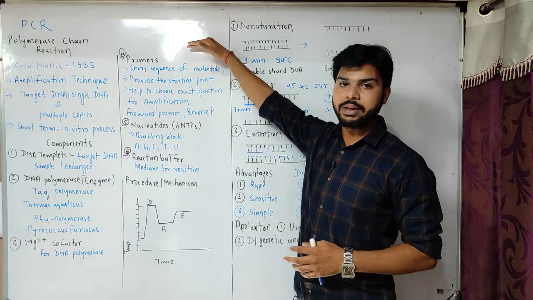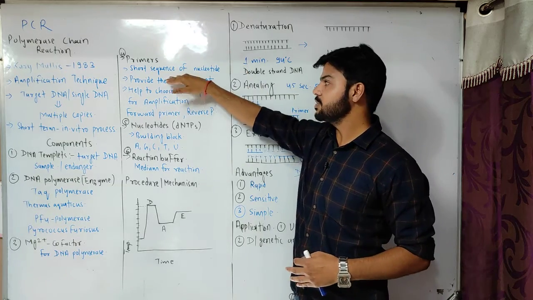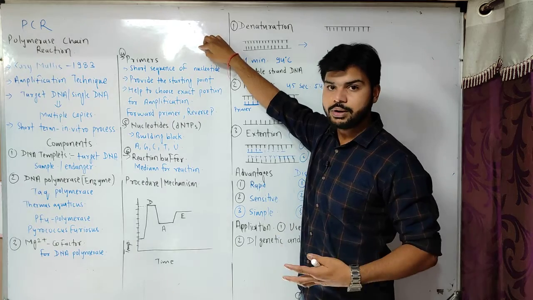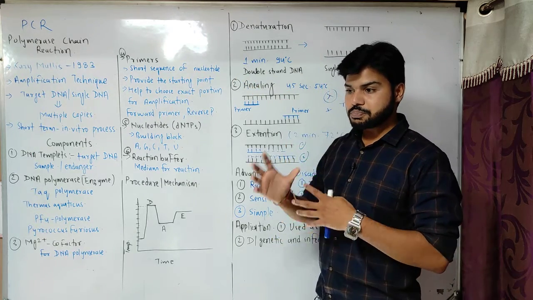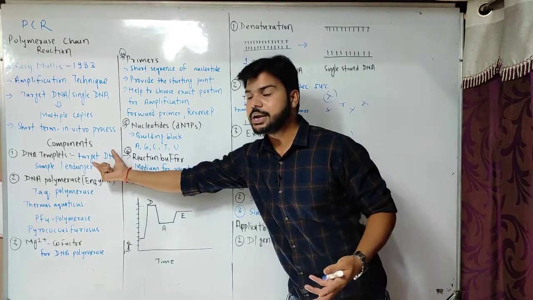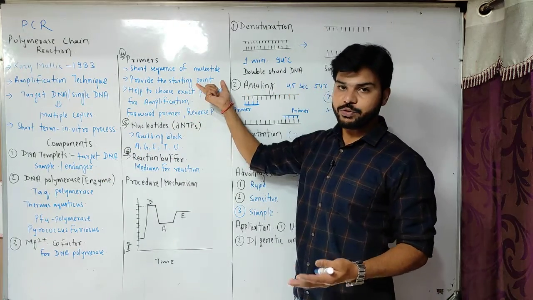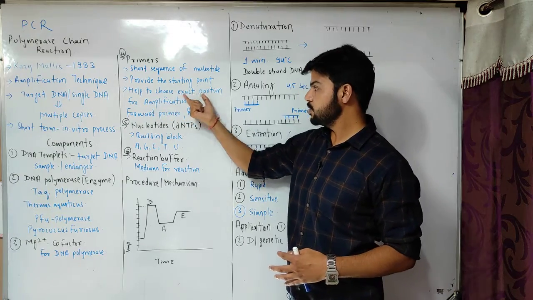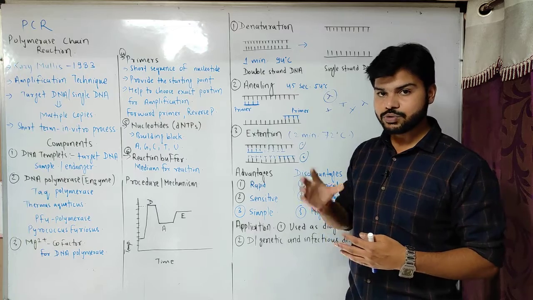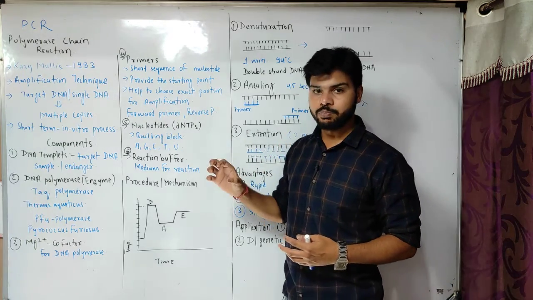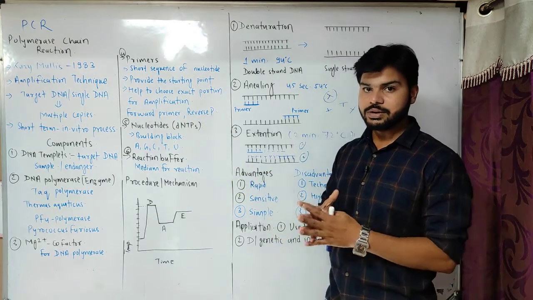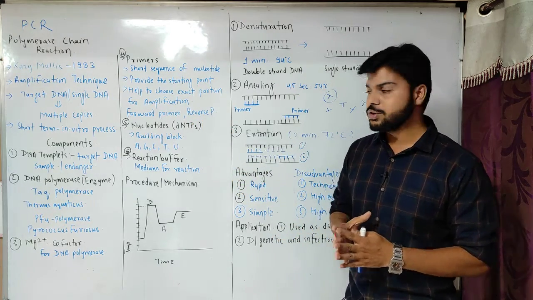Now we'll talk about the primer. Primers are what? These are short sequences of nucleotides. They have a known sequence that can attach to the DNA template, provide the starting point for the synthesis of DNA, and help to choose the exact portion for amplification. Means for amplification they need to choose a specific position or specific portion. So primers may be forward primer and reverse primer. So 2 primers, oligonucleotides, we utilize here.